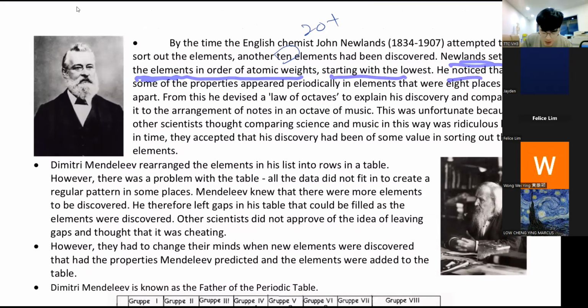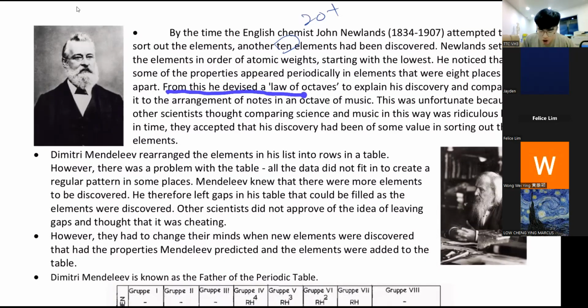He noticed that some of the properties appear periodically in elements that were 8 places apart. He found that every 8 places, they are similar, right? Like sodium and potassium, they are 8 places apart, but they behave the same way. So why not we arrange something using octave? So from this, he devised a law of octaves to explain his discovery and compared it to the arrangement of notes in an octave of music.